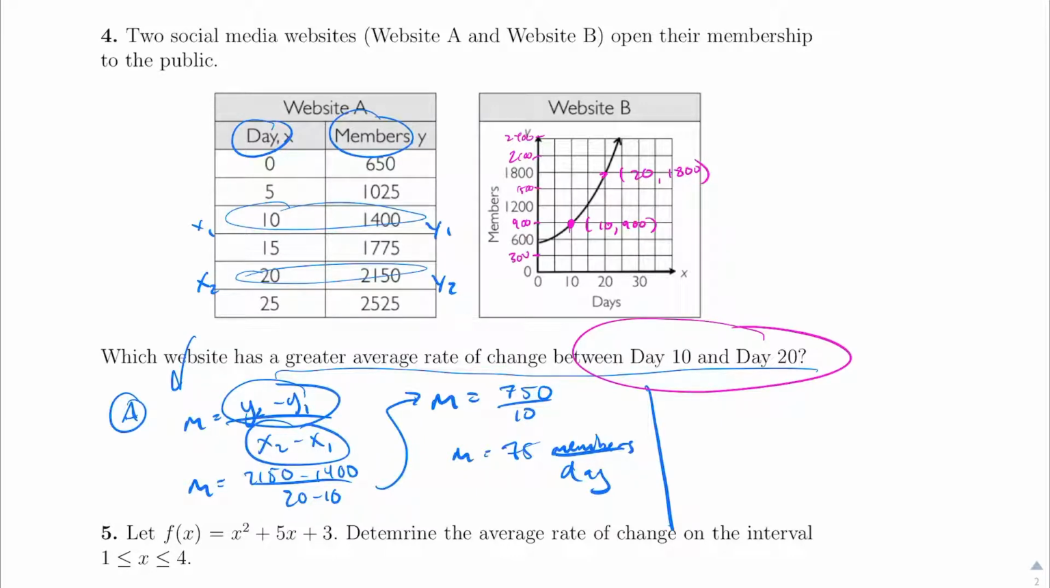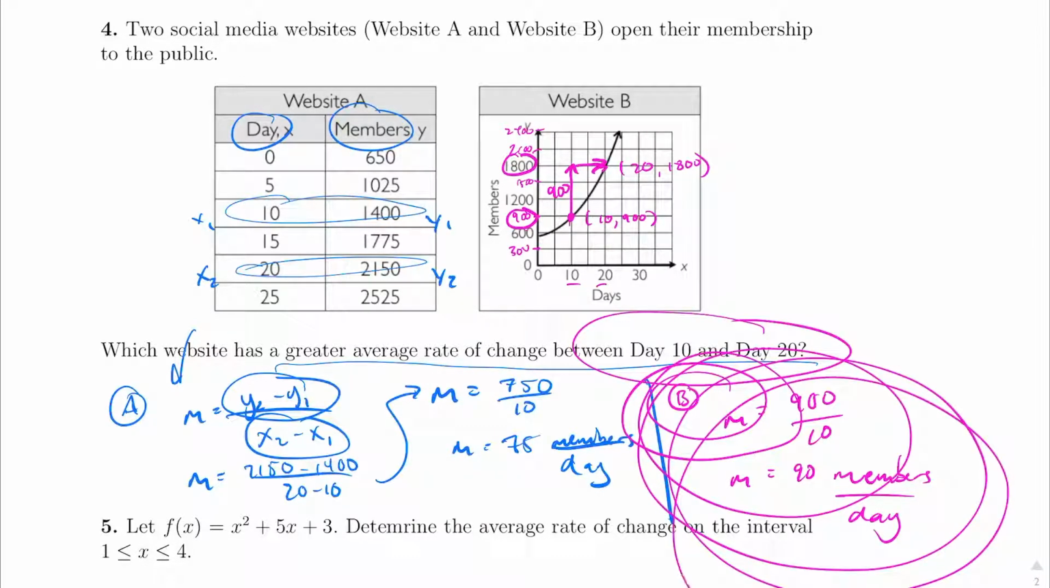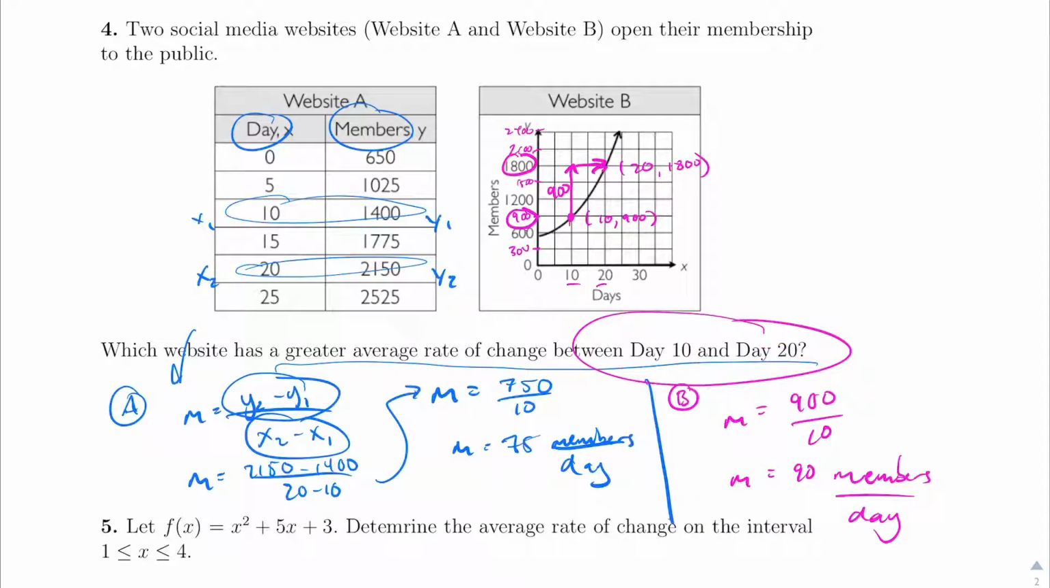So to find this slope, I did it graphically. So from 900 up to 1800, that's a rise of 900 for the delta y, the rise. The run is 10 because it's from day 10 to day 20. And then m is equal to 90 members per day. So it looks to me like choice B had the greater rate of change. Sorry for crossing everything out, but choice B had the greater rate of change.